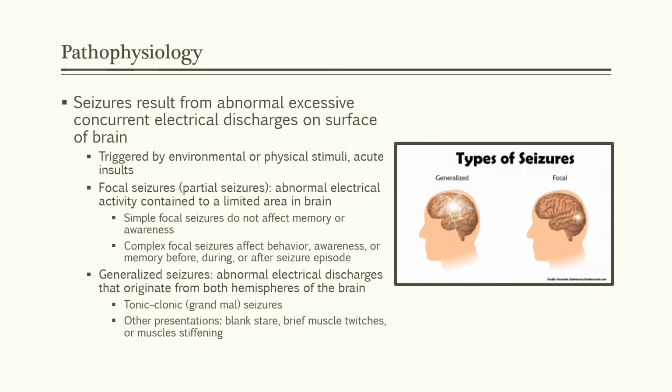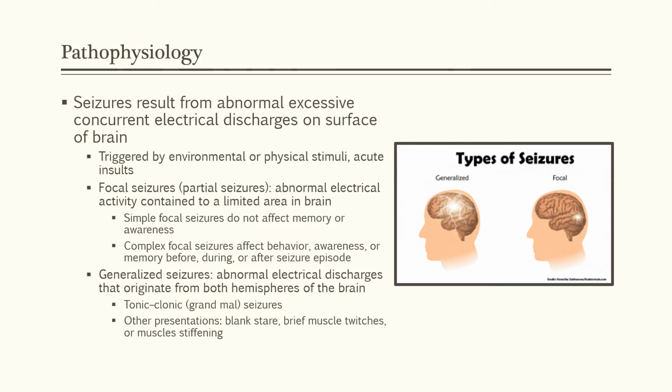Now we'll talk about the pathophysiology of seizures. Seizures are believed to be the result of abnormal, excessive, concurrent electrical discharges from the cortical neuronal network of cells on the surface of the brain. Chemical changes in the neurons create an electrical negativity that enables the transfer of information between neurons. When an excessive number of these cells become excited, they discharge abnormally. These cells may be triggered by environmental or physiologic stimuli, such as emotional stress, anxiety, fatigue, infection, and metabolic disturbances.